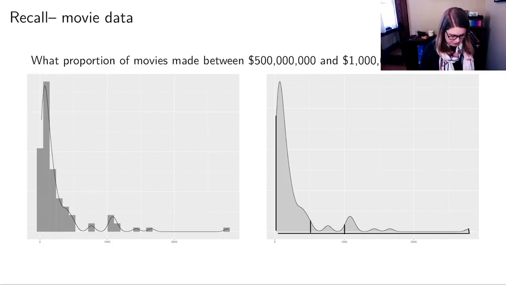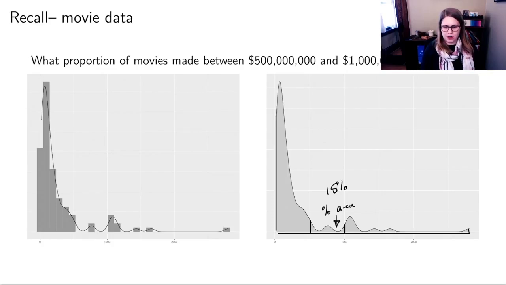$1,000 million, is that a billion? If I wanted to know what proportion of movies made between that amount of money, I could just look for this area. And we could estimate it if we wanted to just by looking at this. I would probably estimate that that's like, I don't know, 15%. It's a small percentage, and I can tell because I'm looking at the whole area and then trying to see what the area of that small chunk would be.